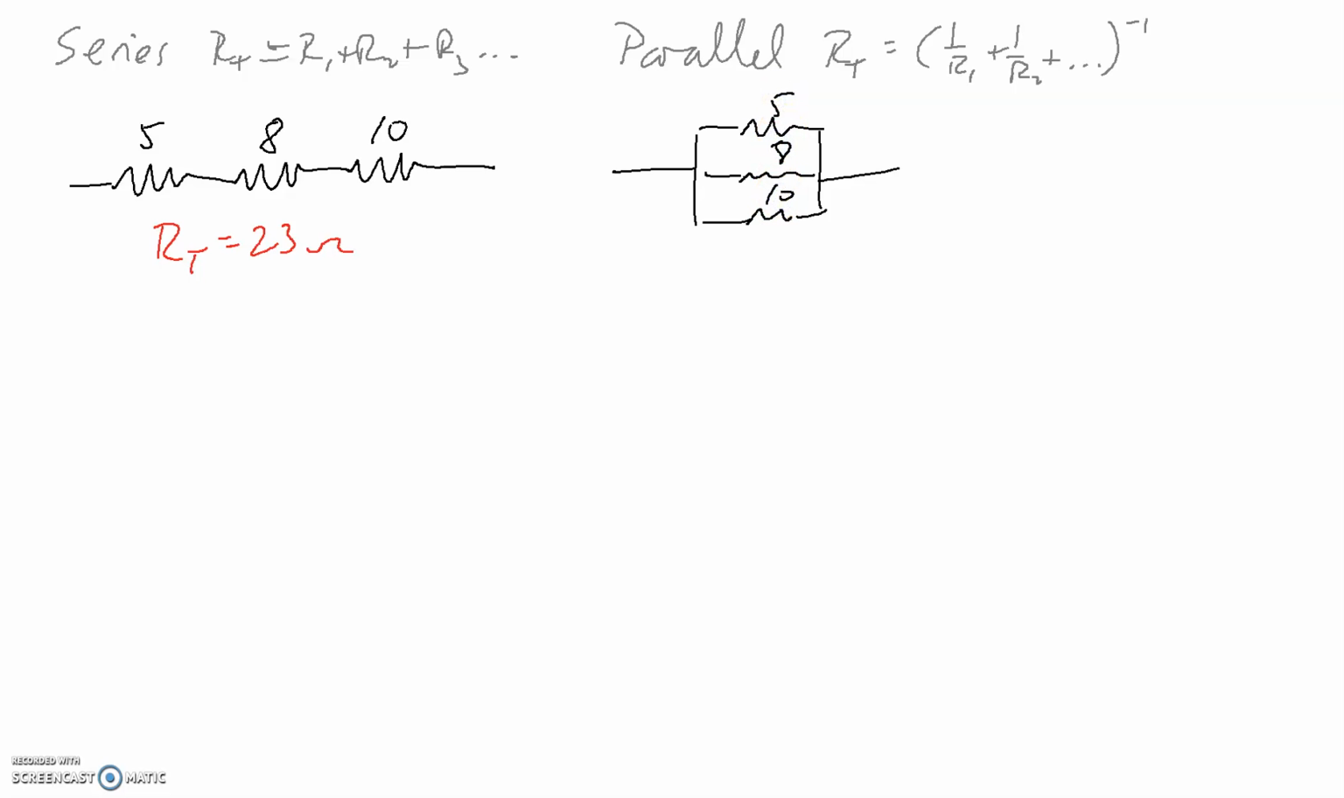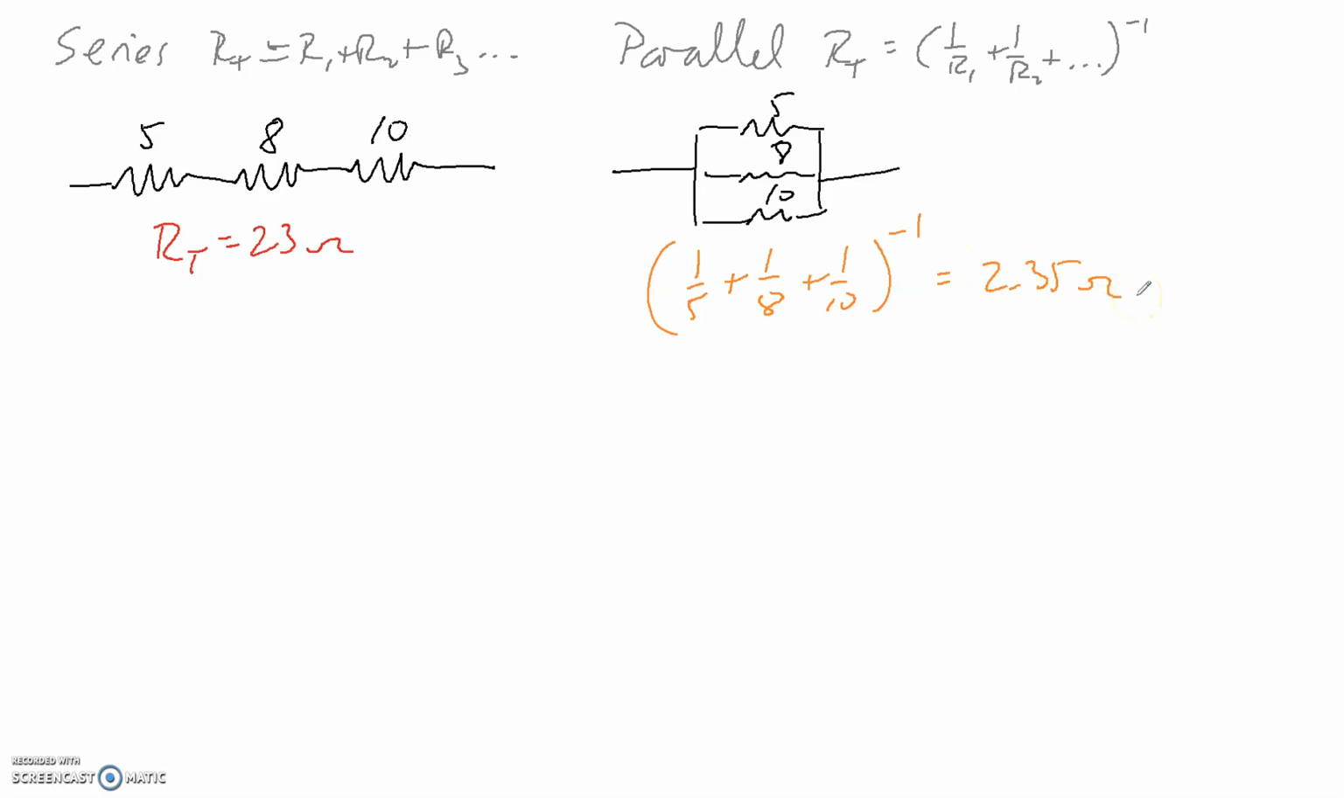If we want the total resistance now, we have to do it a little bit differently. The total resistance for this one, we have to do 1 over 5 plus 1 over 8 plus 1 over 10. We've got to add those three fractions together. Most people just do it as decimals, add those all up and then invert it to get the total resistance. If we do all that, we get a total resistance of about 2.35 ohms.